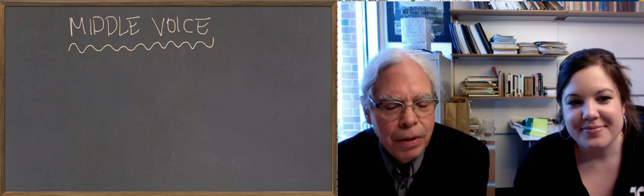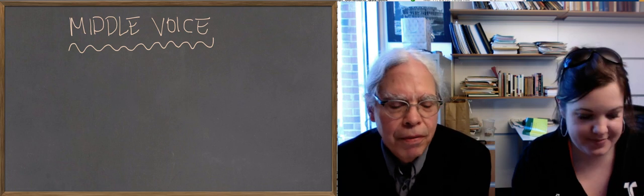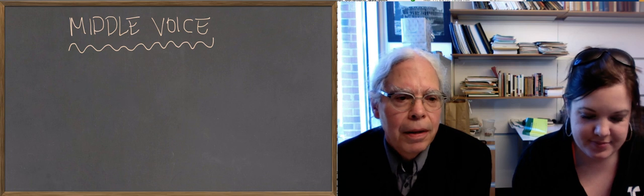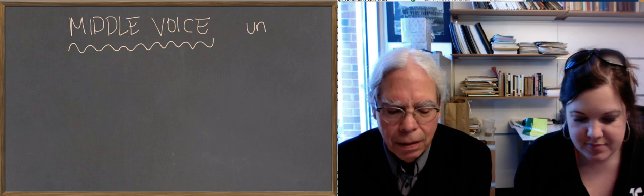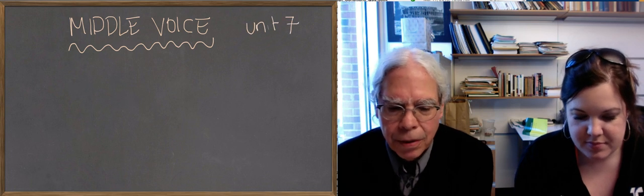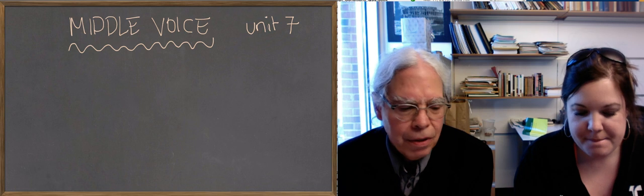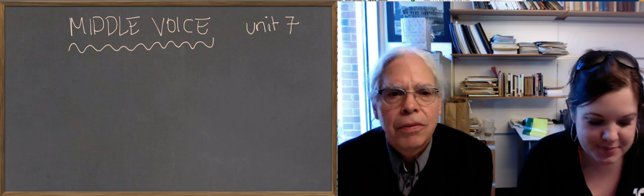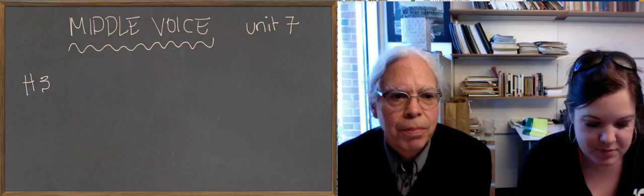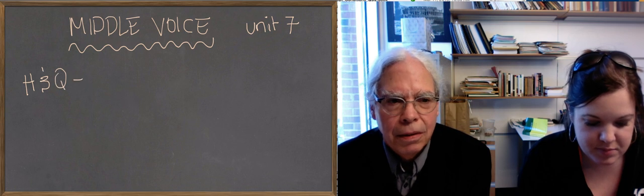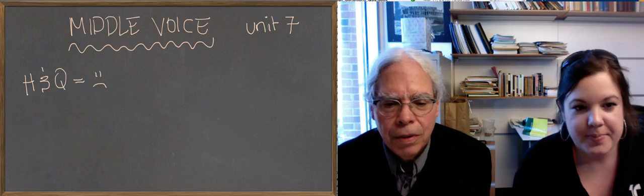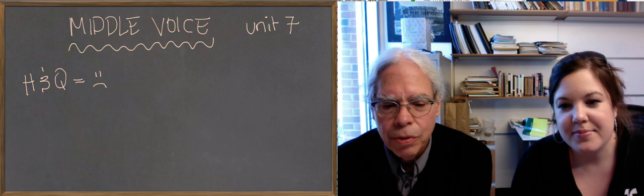We're talking about the middle voice. This is Unit 7 in Hansen and Quinn. And we need to basically scrap what Hansen and Quinn says about the middle. This is a difficult concept. And the book says something that seems intuitive.